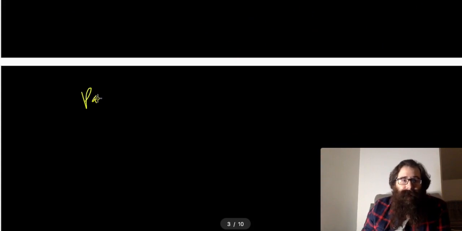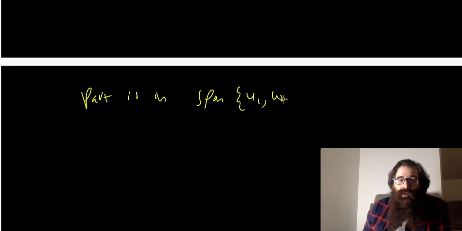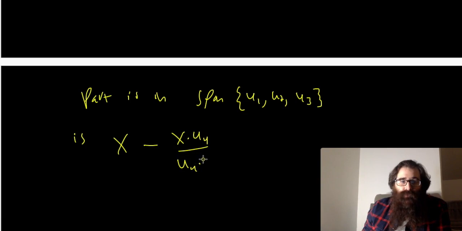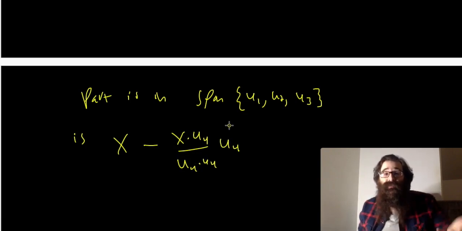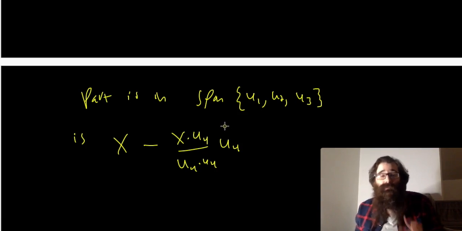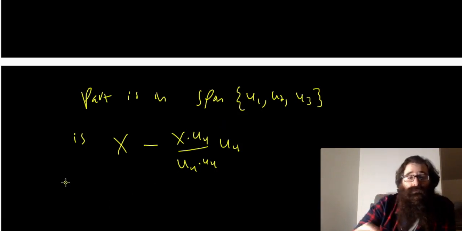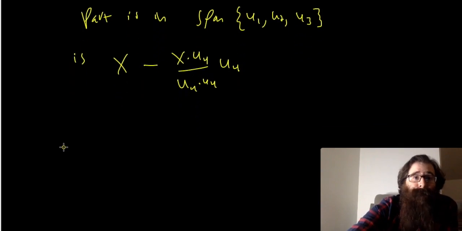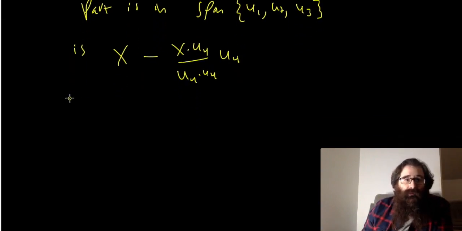So what we're saying is the part that is in the span of u sub 1, u sub 2, and u sub 3 is given by x minus x dot u sub 4 over u sub 4 dotted with u sub 4 times u sub 4. And this is the faster way to do it. You can do it the longer way if this makes you uncomfortable. You're going to get the same thing. So it's up to you. But let's do it the fast way.